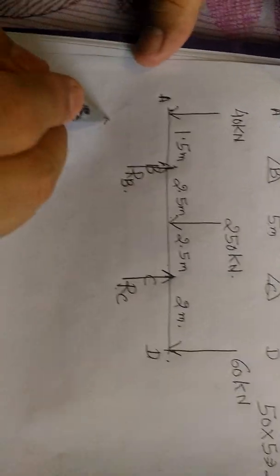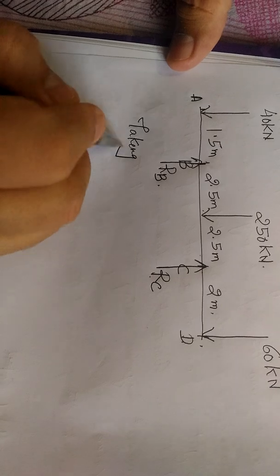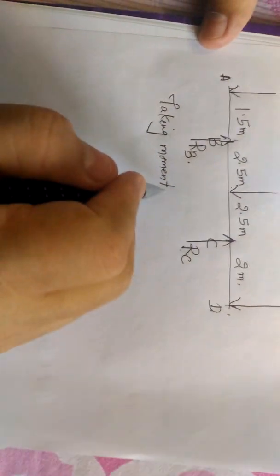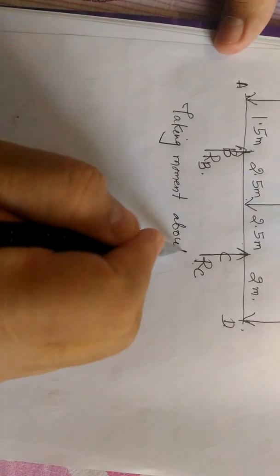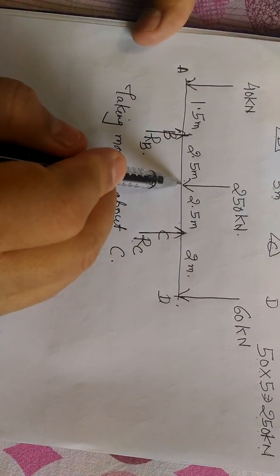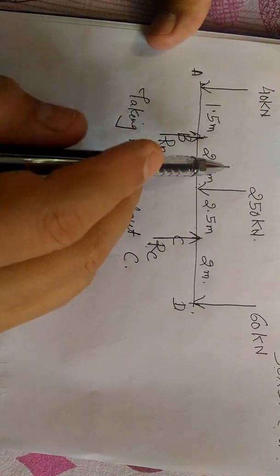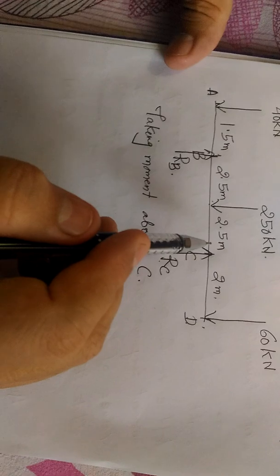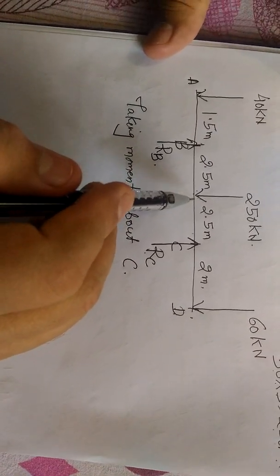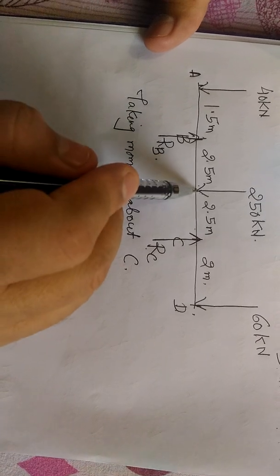So what we'll do is take moments about any one of the supports, say about C, taking moment about C. Since the beam is in static equilibrium, the anti-clockwise moment is equal to the clockwise moment. In that way also you can write the balanced moment equation, or I'll explain another simple way.